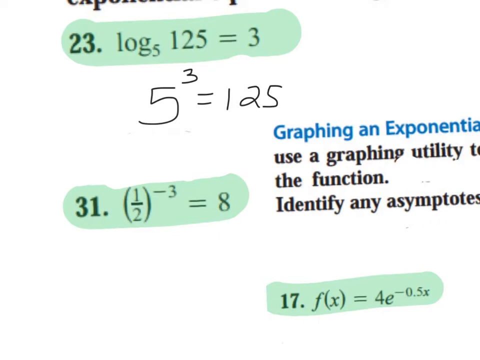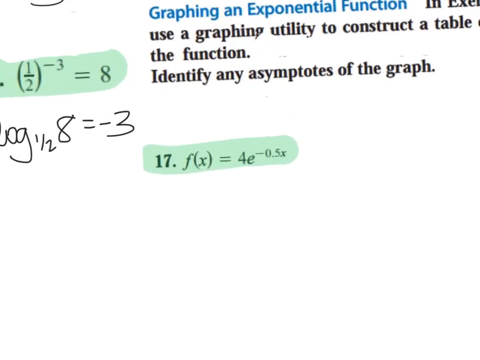What about 31? Log 1/2. Right? Okay. So the 8th power equals -3. Perfect. Just switching around. Again, you guys have a calculator, so if you don't remember how to switch, plug each one in your calculator and then you can figure it out. Not too difficult.